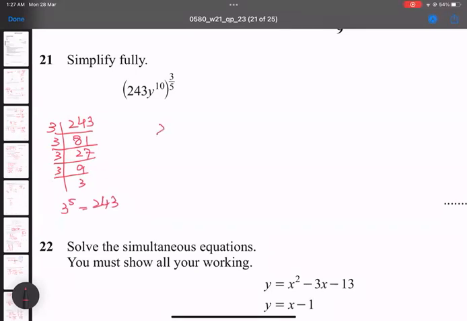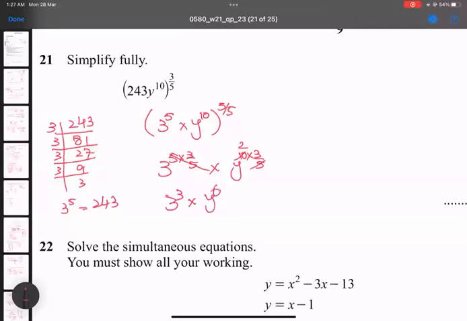So this means 3 to the power 5, and y to the power 10 on the top, over 3 to the power 5. And I can distribute this power. So 3 to the power 5 times 2 over 3 to the power 5, and y to the power 10 times 3 over 5. 5, 5 cancel, 5, 5 cancel. So 3 to the power 3 and y to the power 6. If we check it carefully, 3 to the power 3 is 27, and y to the power 6. So this is my final answer.